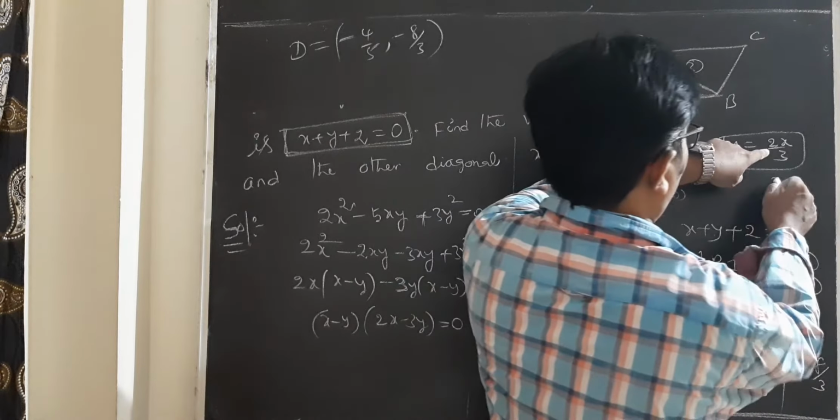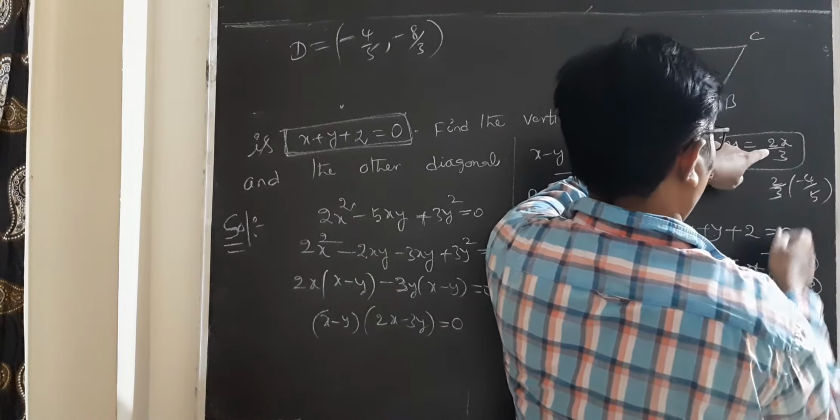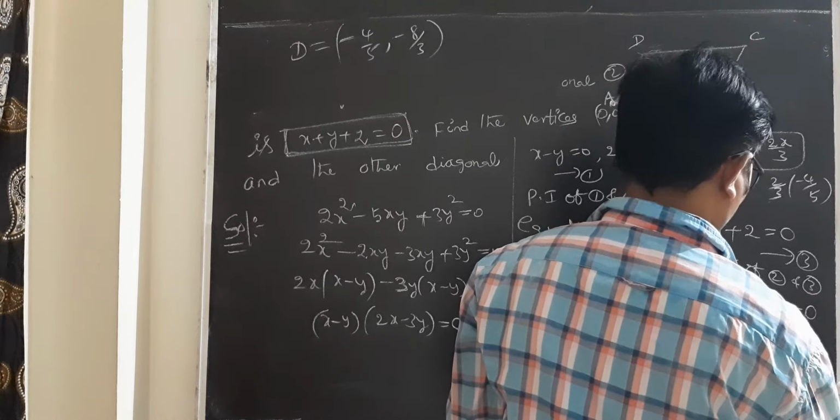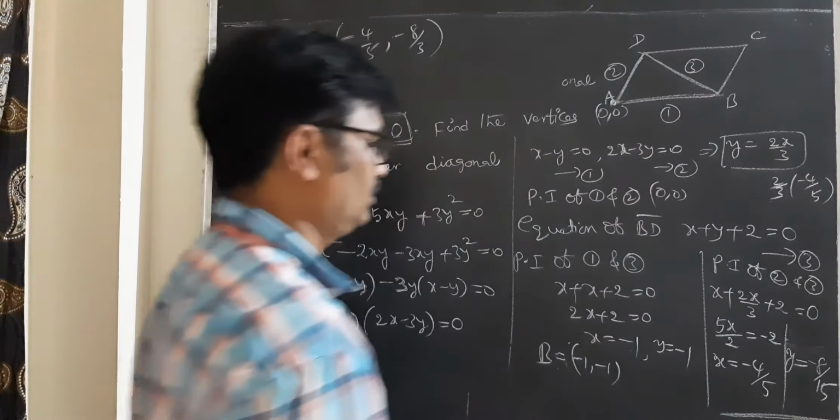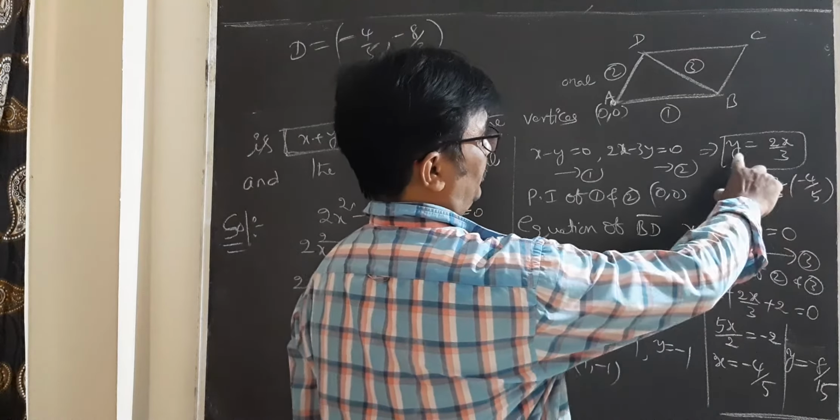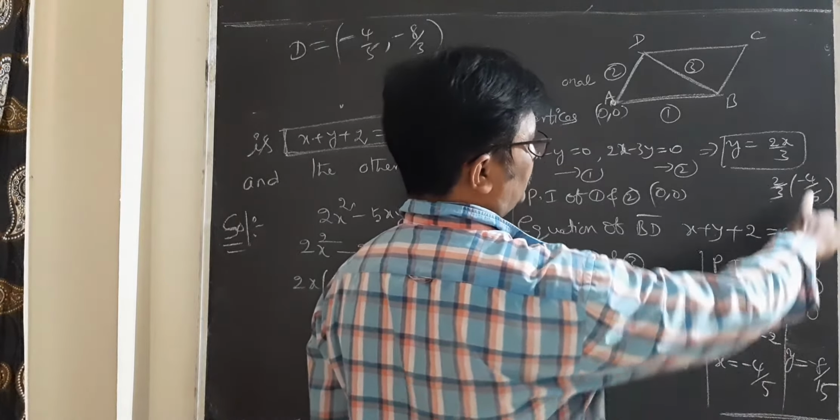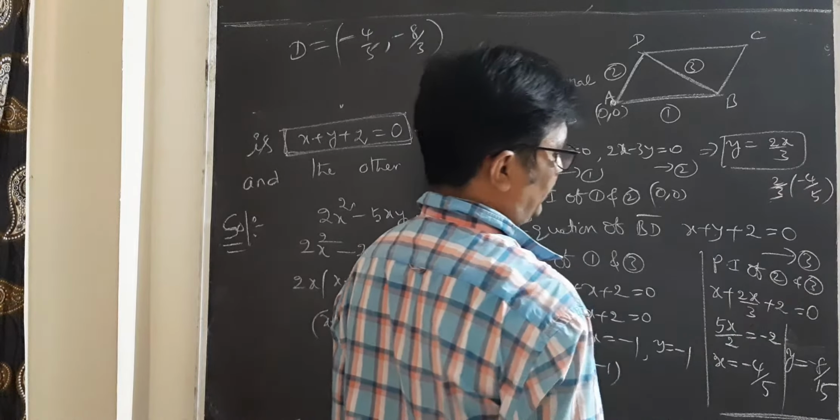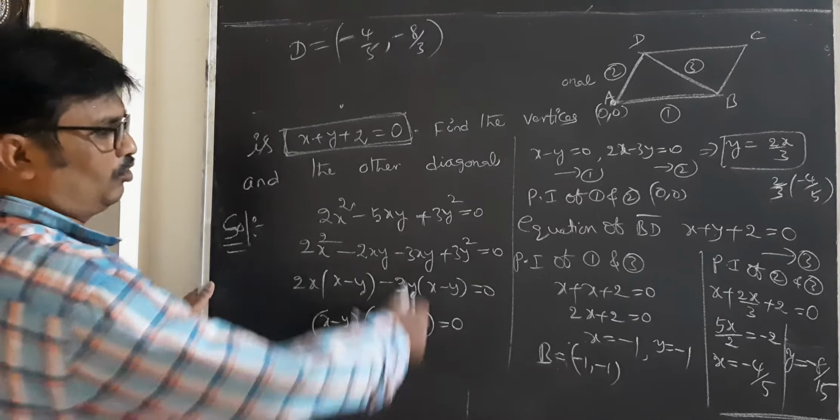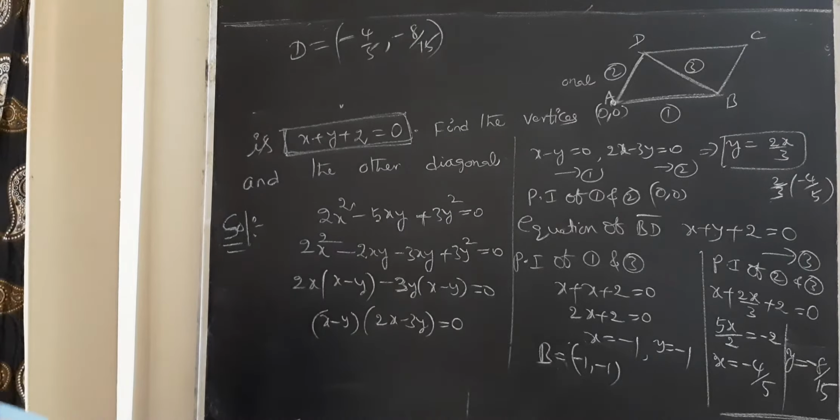When you are substituting 2 by 3 times minus of 4 by 5, this is minus of 8 by 15. So dear students, we can observe x is minus 4 by 5 where y is 2x by 3. Therefore 2 by 3 into x, which is minus of 4 by 5, is minus 8 by 15. Now students, the vertex is minus 4 by 5, minus 8 by 15. That is the vertex.